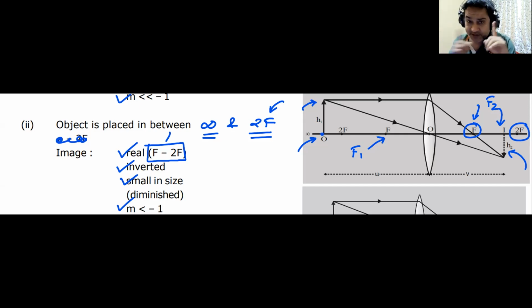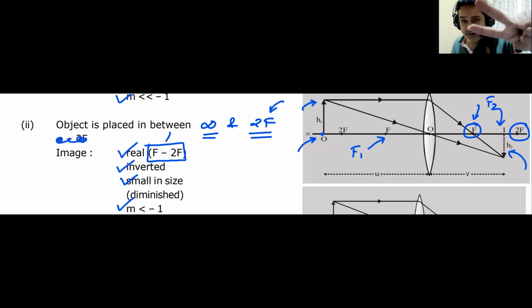The same thing was happening in a concave mirror. When the object was at infinity, the image was at its focus and it was very small. When the object was coming towards the mirror, the image was getting bigger and bigger. Do we understand this? Do we remember this? Yes, sir. Same thing is going to happen here in the convex lens, and we will see it happening.